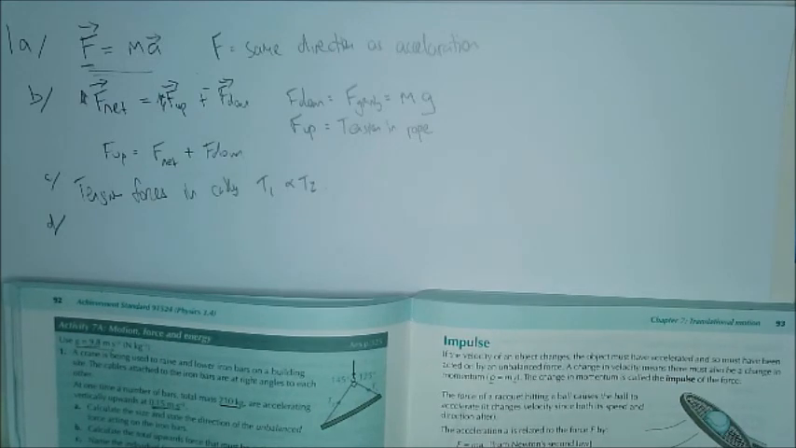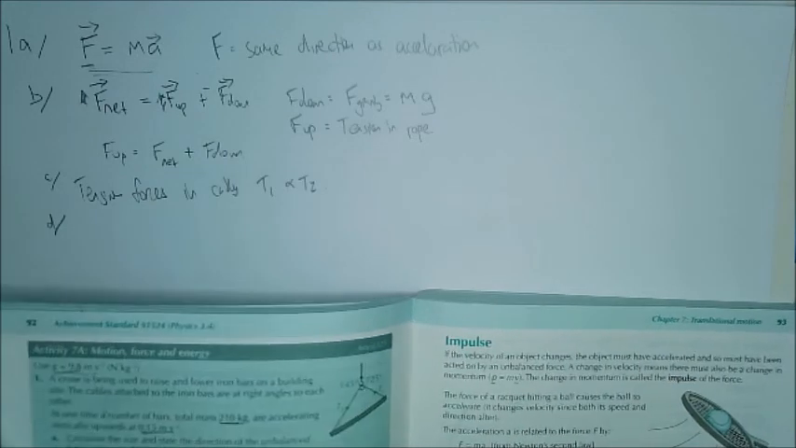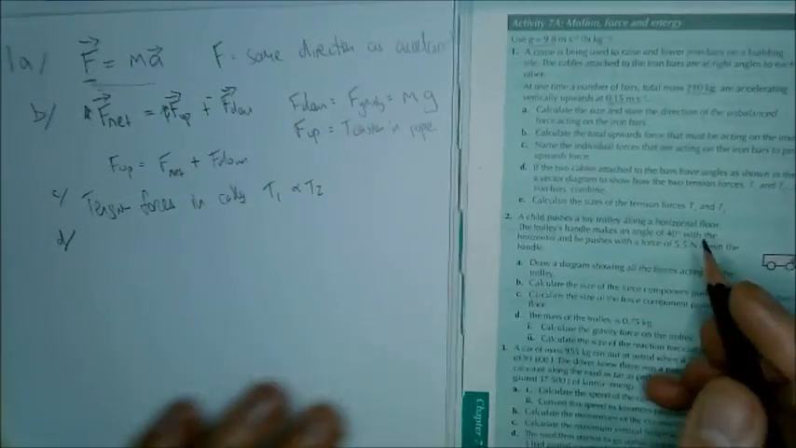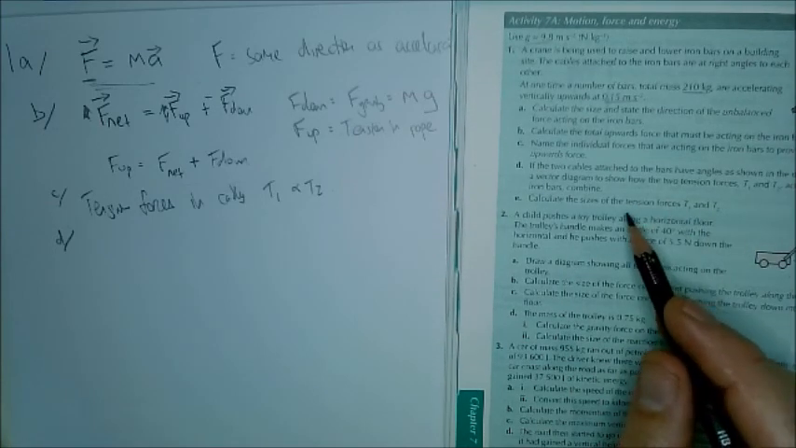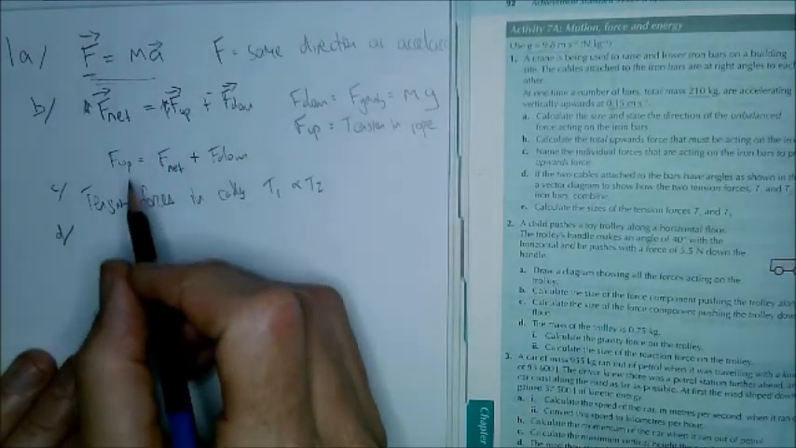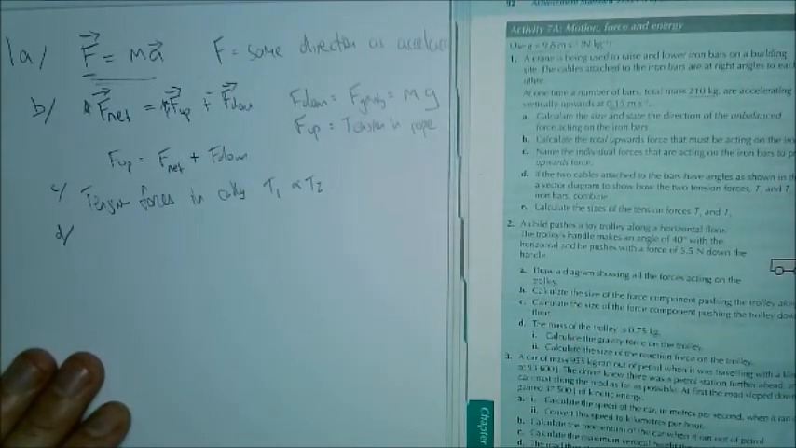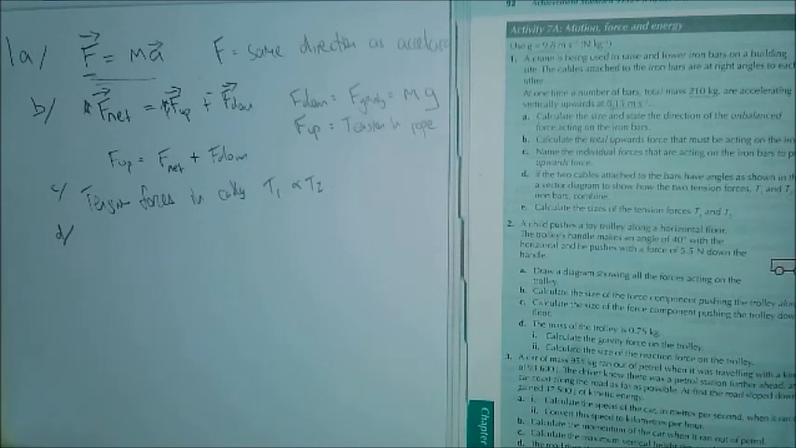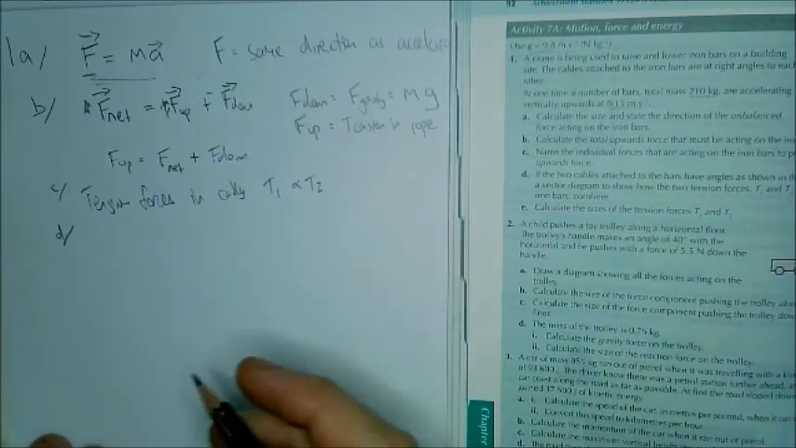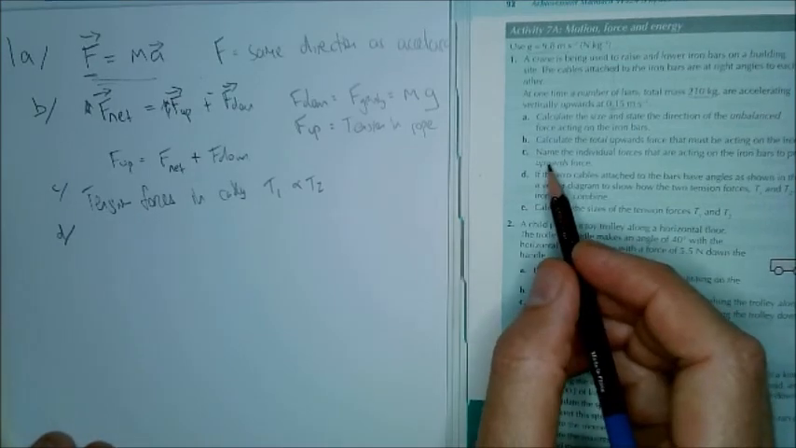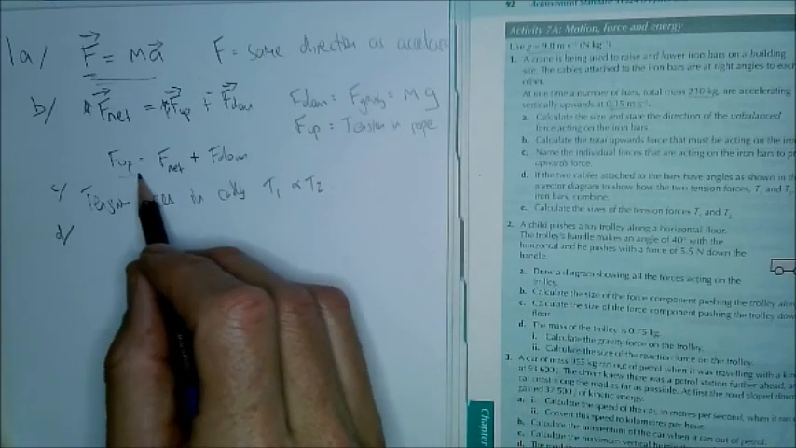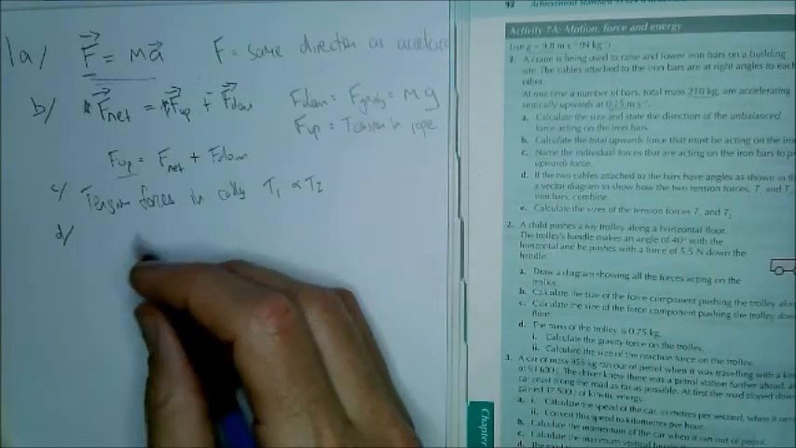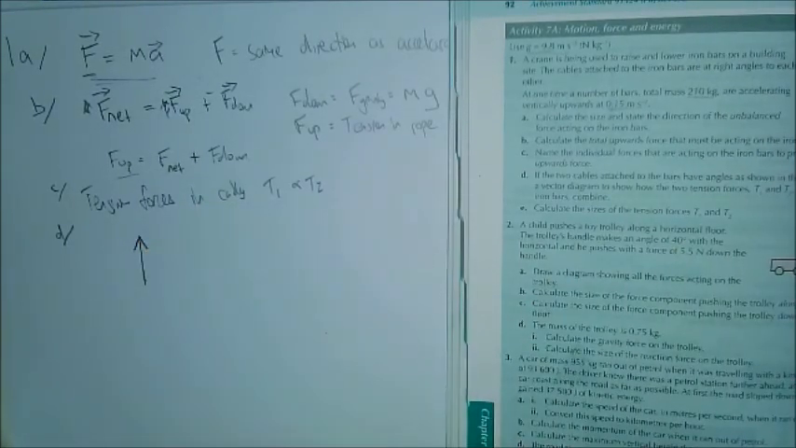D. If the two cables attached to the bars have angles as shown in the diagram, draw a vector diagram to show how the two tension forces T1 and T2 acting on the iron bars combine. Now this is again, and this time what we've got is how do they combine? Well, they combine into the ultimate upward force. So what we've said in part C is that the individual forces that provide the upward forces come from T1 and T2, but they combine to be this F up in this rope here. So we've got to have an upward arrow as our F total.